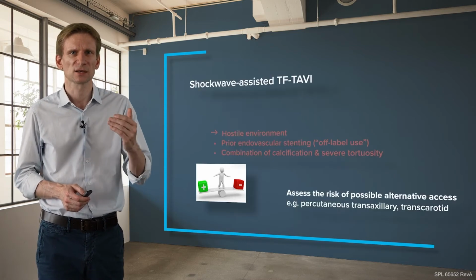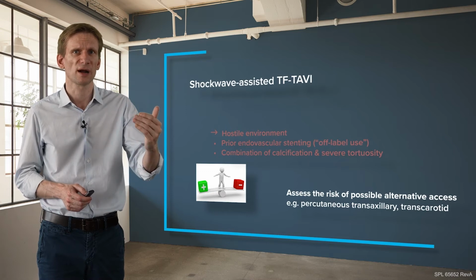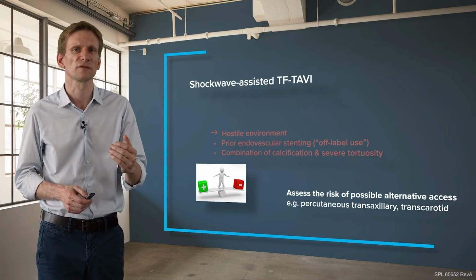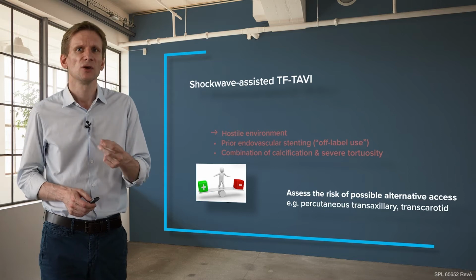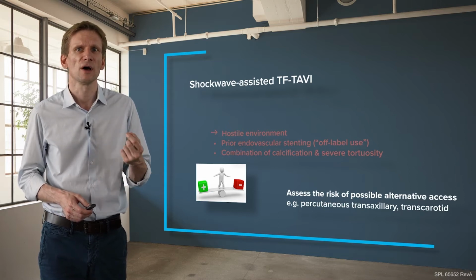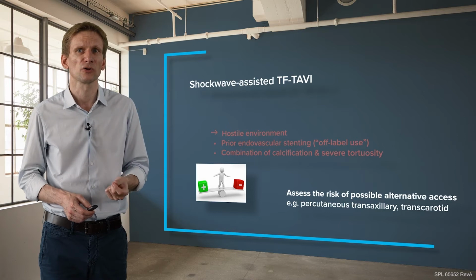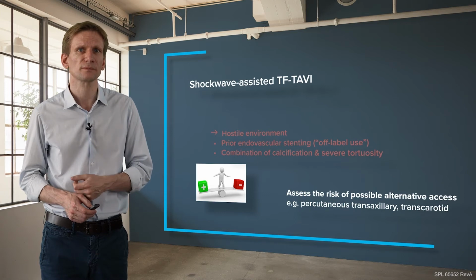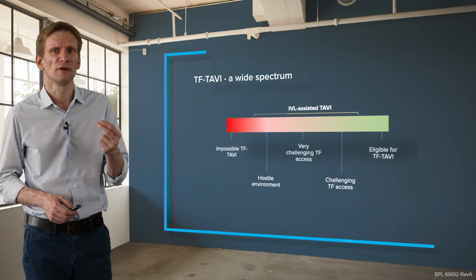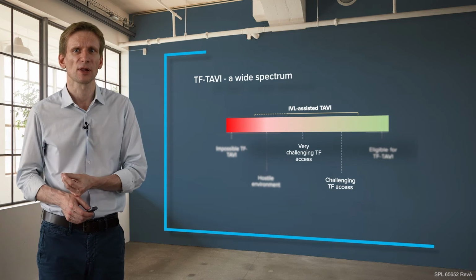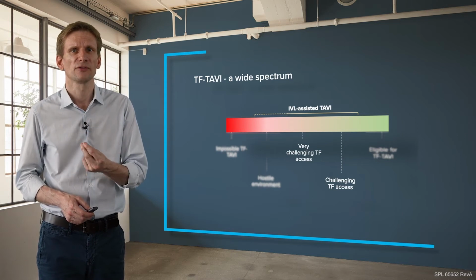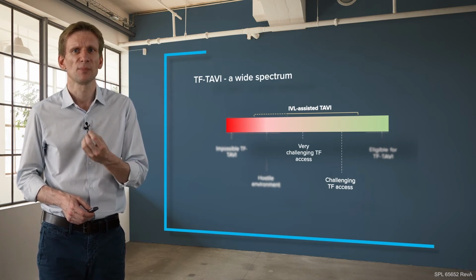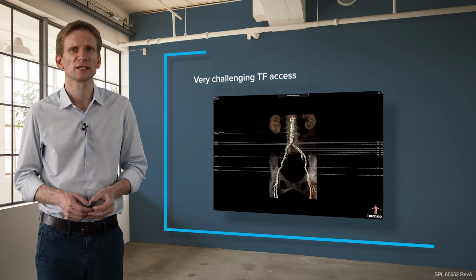So I would say for these hostile environments, as we can repeat, for example, if there's prior endovascular stenting or there's a combination of calcification and severe tortuosity, you have to assess the risk and the possibility of other alternative accesses like percutaneous transaxillary and transcarotid. But then, of course, we come to the very challenging transfemoral accesses, and I think IVL therapy or IVL treatment is perfect for these cases. We start with a very challenging transfemoral access.